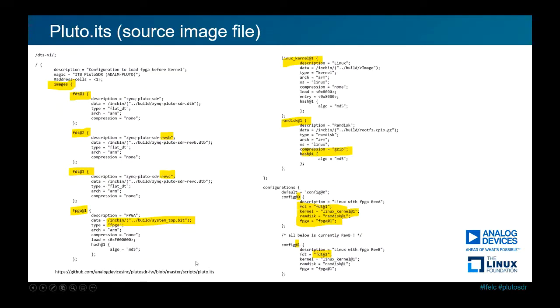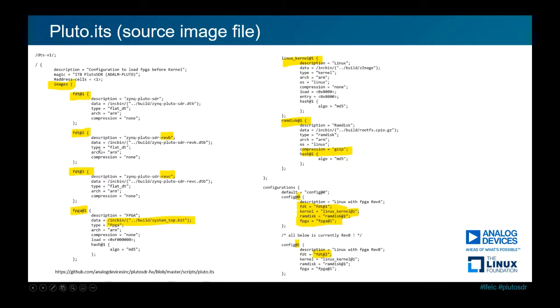So let's look a little bit at the pluto.its. That's the source image file for that FIT image. FIT images are structured like this. There is a root node over here. Then you have a description and a magic, and then you have an images node. Inside that images node, you basically list all your different components. Here in this case, we have three different device trees for three different hardware versions: Rev A, Rev B, and Rev C.